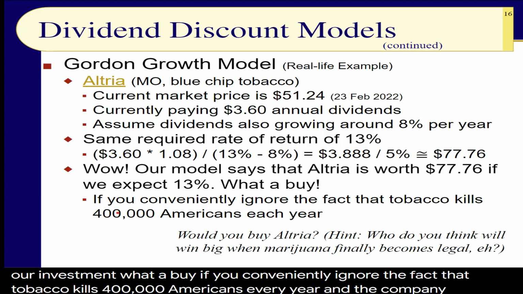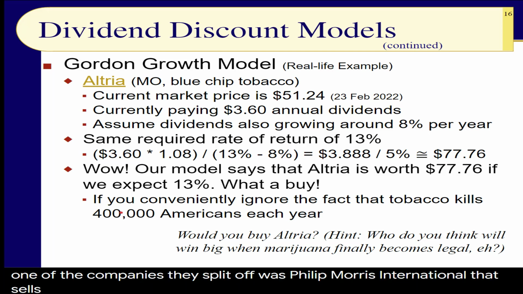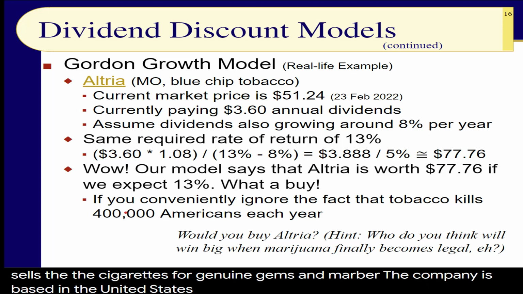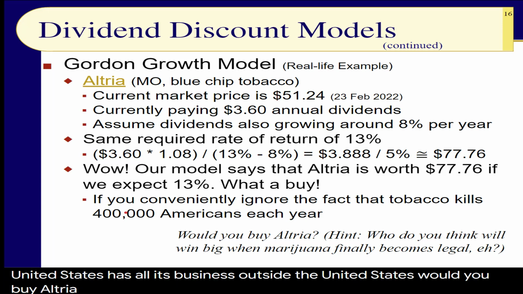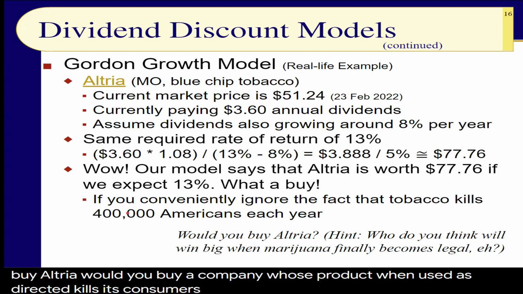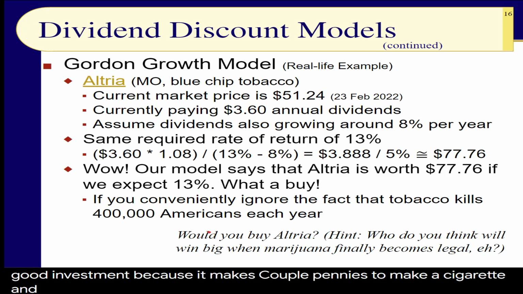And one of the companies they split off was Philip Morris International that sells the cigarettes, Virginia Slims and Marlboro outside the United States. So here's a strange company. It's based in the United States. It doesn't do any business inside the United States, does all its business outside the United States. Would you buy Altria? Would you buy a company whose product, when used as directed, kills its consumers? Well, you know what? It's been a pretty darn good investment because it makes a couple of pennies to make a cigarette and they sell 20 of them for $10.